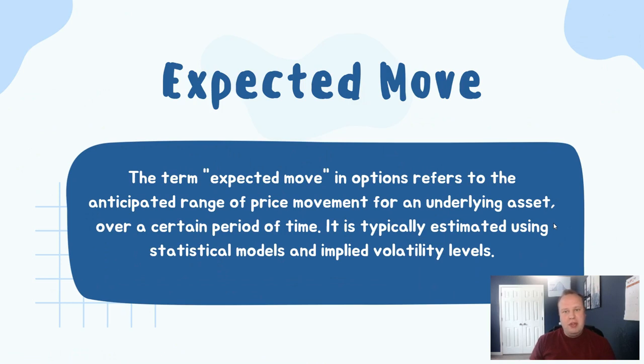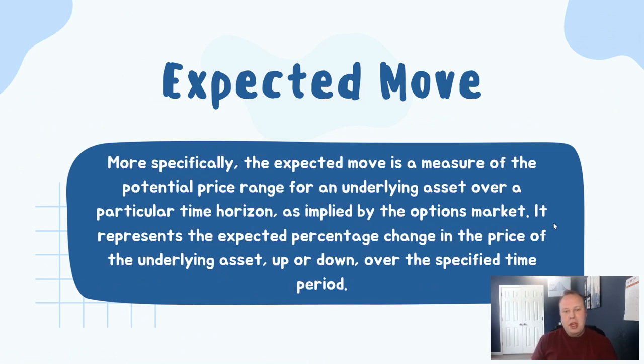So when you're looking at different positions and different time periods, the expected move will be based on a bell curve distribution that you'll see shortly. So the expected move is a measure of the potential price range for the underlying asset over a particular time horizon as implied by the options market. So it represents the expected percentage change in the price of the asset up or down over the specified time period. What's useful is the up or down part.